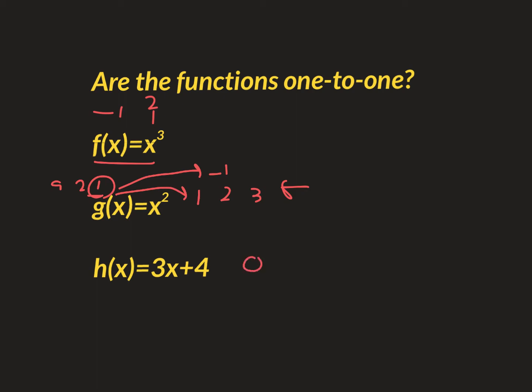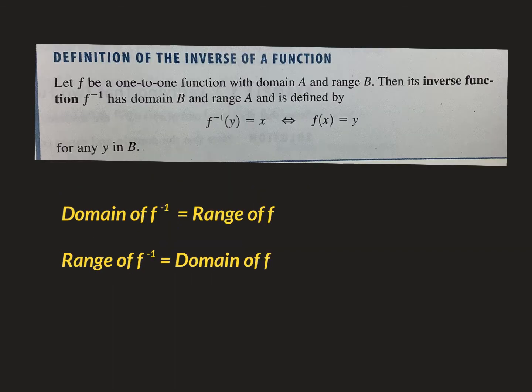And the last one right here, I would do the same thing. If you plug in 0, you get 4. If you plug in 1, you get 7. 2, you get 10. So what's happening is every x is corresponding to one y, which means it's a function. And also this time, every y is going to just one x, so it is one-to-one. So it's a little bit easier just to graph it and see if it passes the horizontal line test, but you can also do it algebraically.